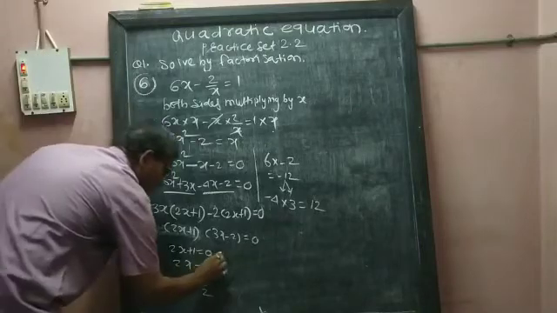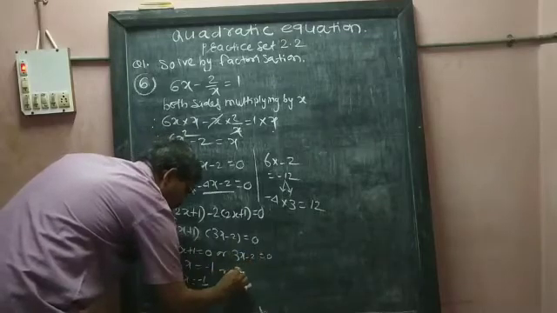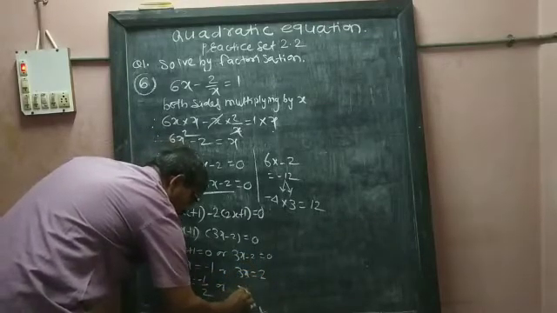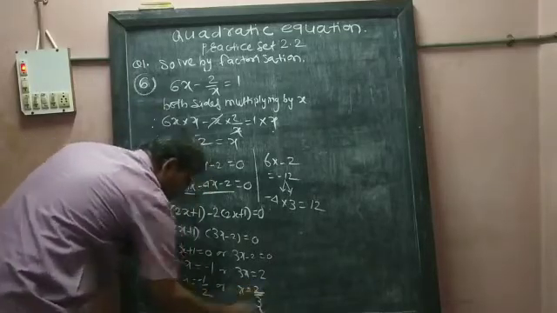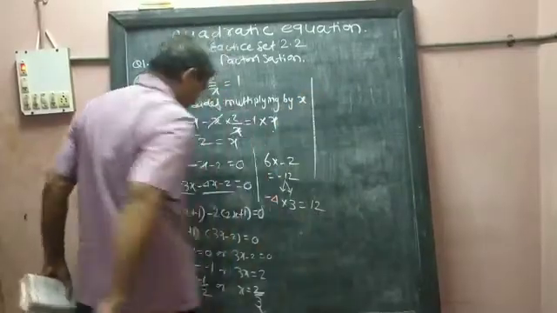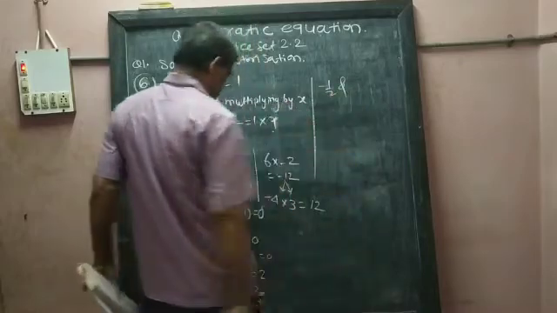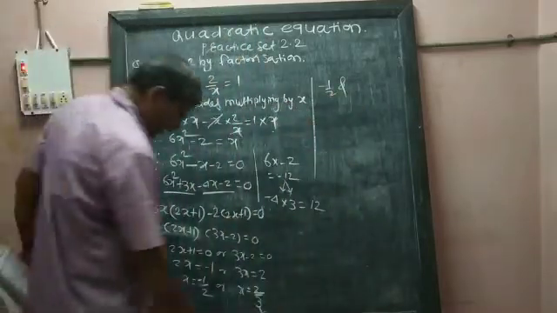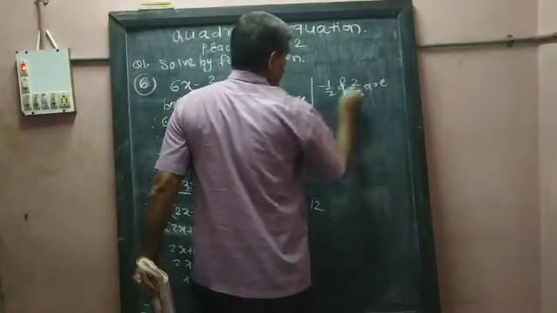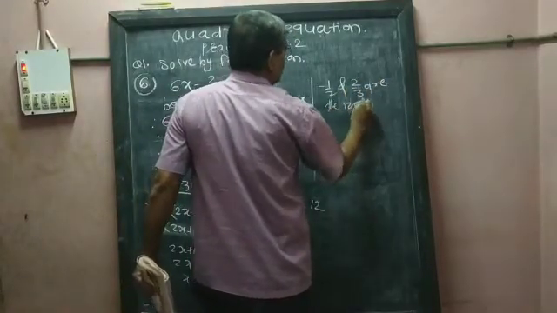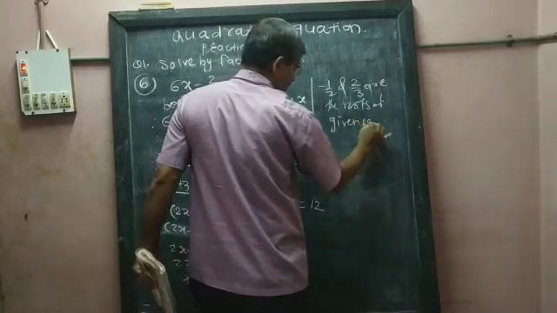Now or 3x minus 2 is equal to 0, 3x is equal to 2, x is equal to 2 upon 3. Thus which are the roots? Minus half and 2 upon 3 are the roots of the given equations.